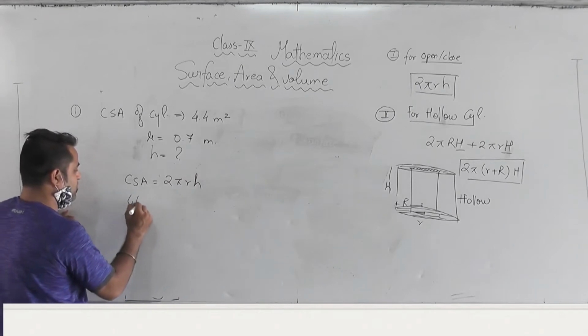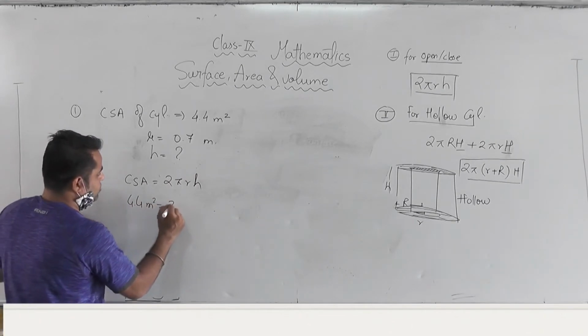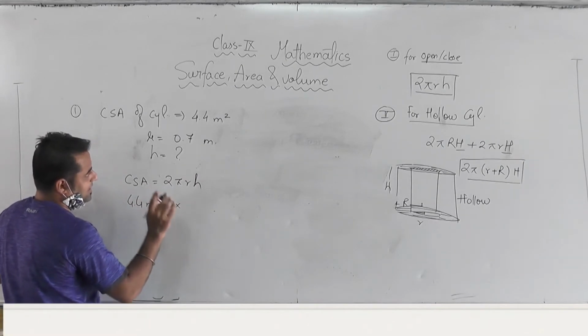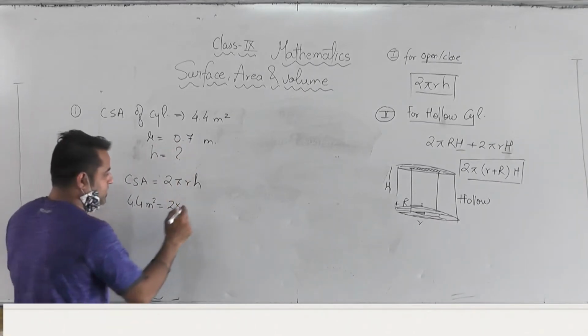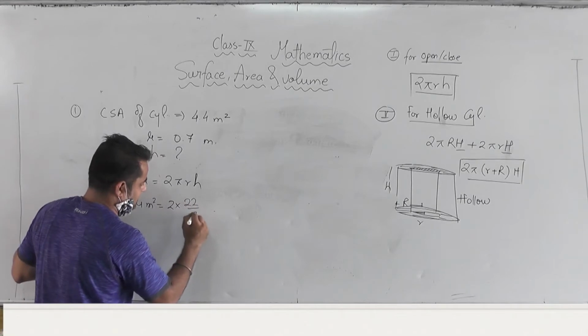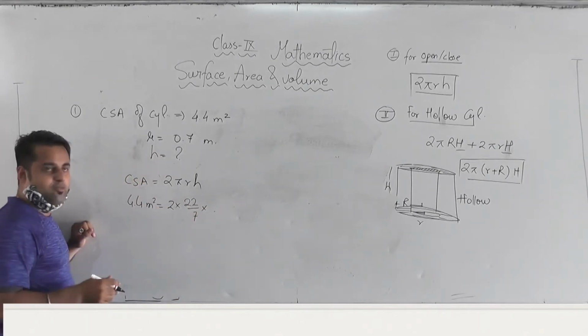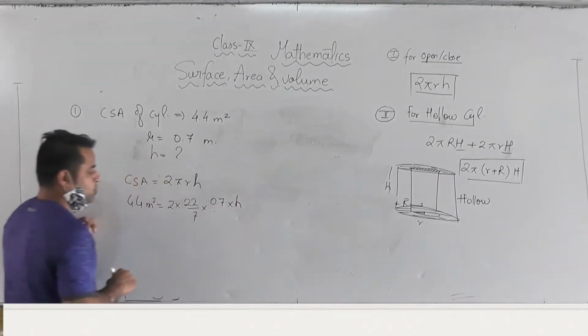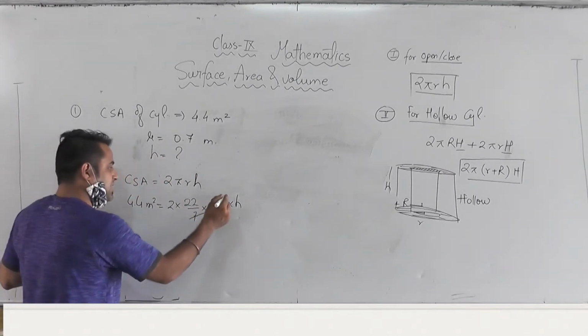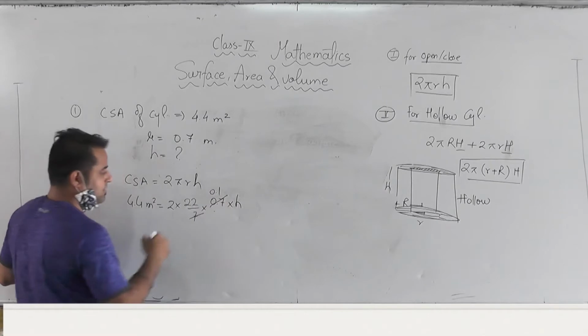CSA is given as 4.4 meters square. 2 pi value we can take according to the radius. Since the radius is a multiple of 7, we can take 22 by 7; else we can take 3.14. R is 0.7 and H we need to find out. We just cancel this 7 by this 7.